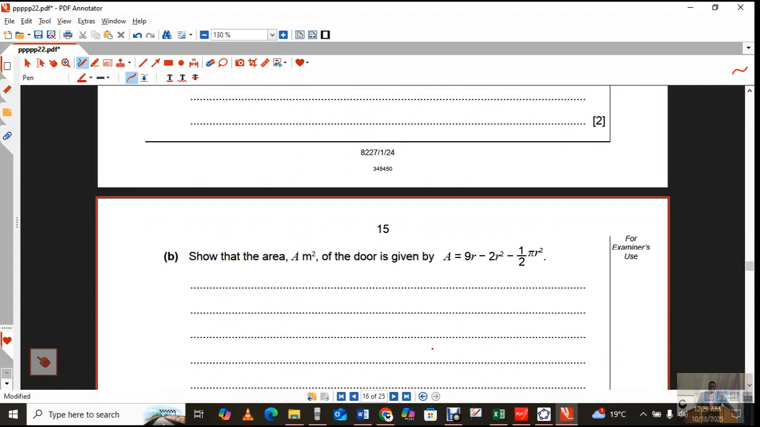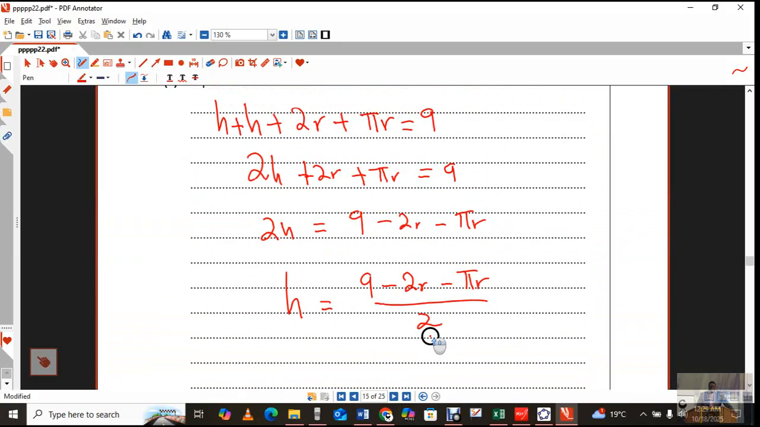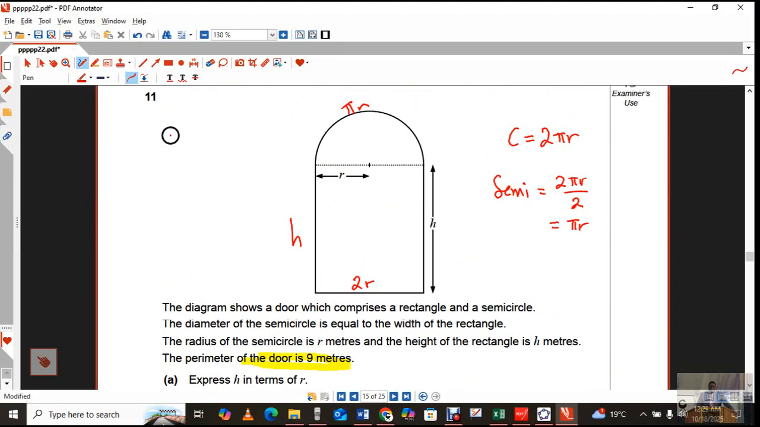Okay. Then we are now told to find the area of the door. So to find the area of the door, you will have to consider that this part here in yellow, this area is a rectangle, it will be 2r times h. That's that area in yellow.